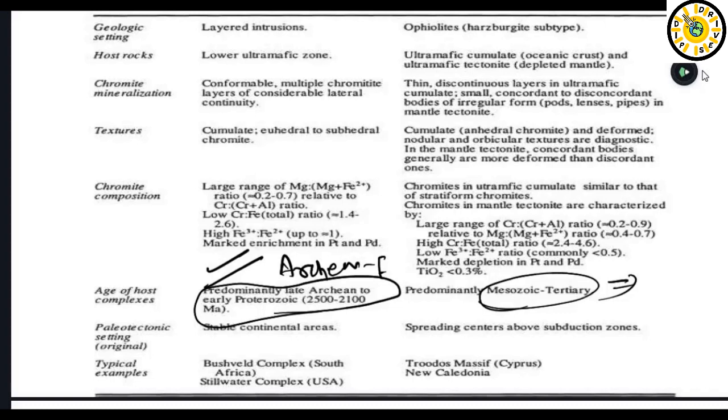If you come to the podiform, these are the ophiolite complexes and they are found in the mid-oceanic ridge setting, right? Subduction zone. So in that type of Mesozoic Tertiary, all the plates get consumed. That's why at that particular time most of the ophiolite complexes will occur. That's why at that time we find more podiform deposits. Clear?